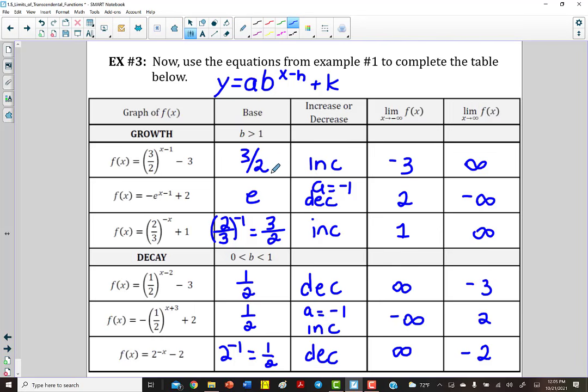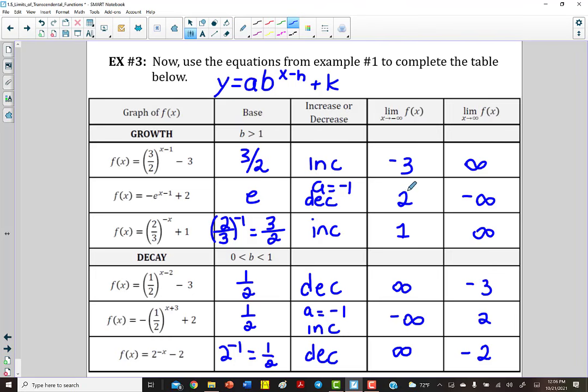And then back to this table, I don't want to spend a lot of time because we just did this graphically, but you can see that we have 3/2, it's bigger than 1, and here we have 1/2, it's in between 0 and 1. That makes a difference in an increasing function and a decreasing function. And then even though e is bigger than 1, we had the negative a value, which took a normal growth function and turned it into a decreasing function.